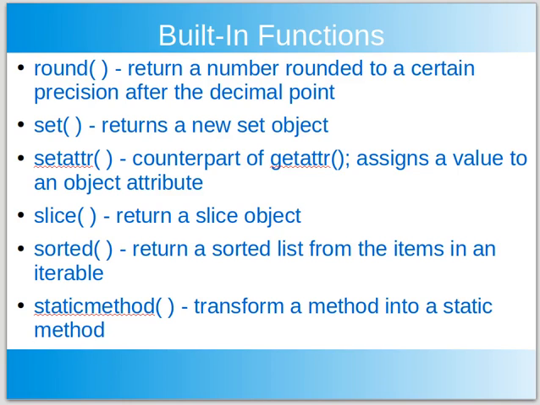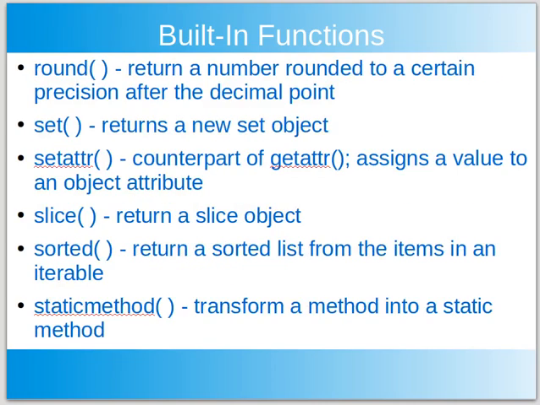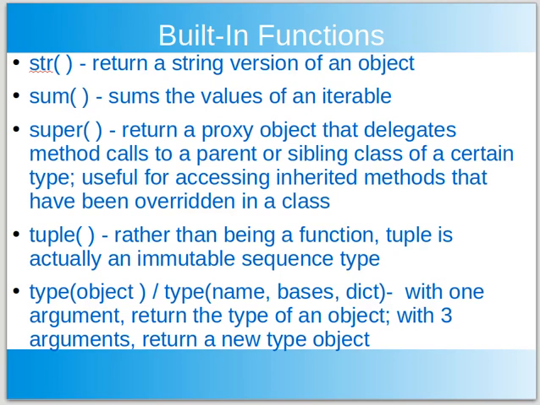Setattr, the counterpart of getattr, assigns a value to an object attribute. Slice returns a slice object. Sorted returns a sorted list from the items in an iterable. Staticmethod transforms a method into a static method. So it transforms a function in a class into a static one. Str returns a string version of an object. Sum sums the values of an iterable. Super returns a proxy object that delegates method calls to a parent or sibling class of a certain type. Useful for accessing inherited methods that have been overridden in a class.